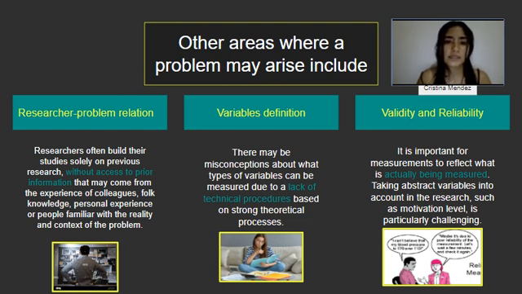Here we can see that this is based on the lack of technical procedures. Without a strong research theoretical process, one might produce misconceptions on what type of variables can be measured or not. Since variables are features of something in particular, it can also open a wide variety of other features which can produce variables not identified. And the last is validity and reliability. It's important for measurements to reflect what is actually being measured. Taking abstract variables into account in the research, such as motivation level, is particularly challenging. If our previous research information differs significantly from our measured outcomes under similar circumstances, the method should be analyzed carefully.